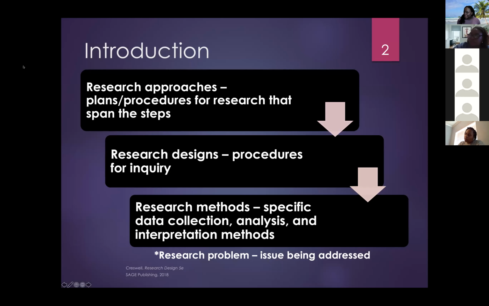So this semester, our book really talks about 3 key terms when we're talking about how to design a research study. And the first of which, I tried to develop this to look more like an umbrella kind of approach where you start with something that's more broad and get specific, which is why you see the arrows here. But the first one is research approaches.